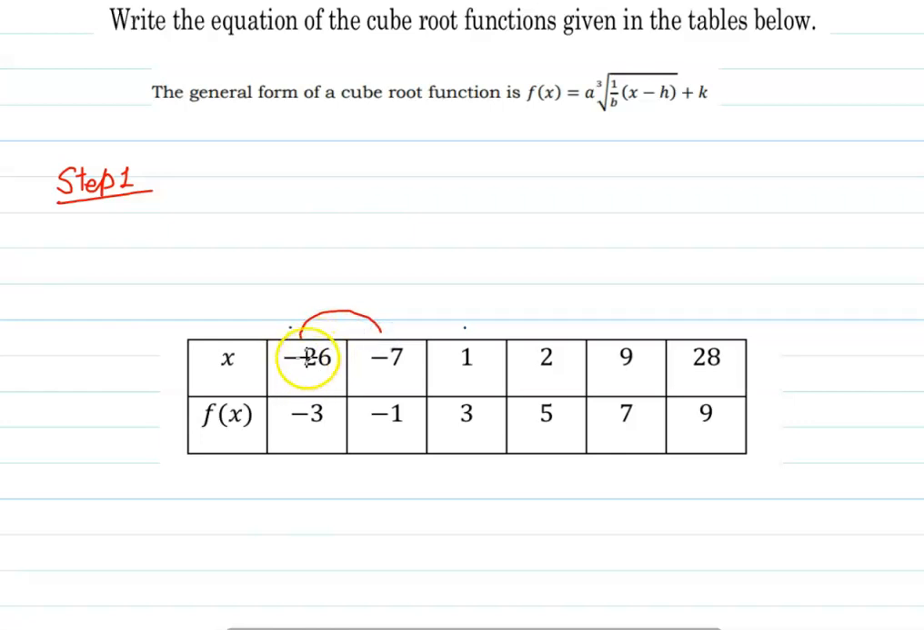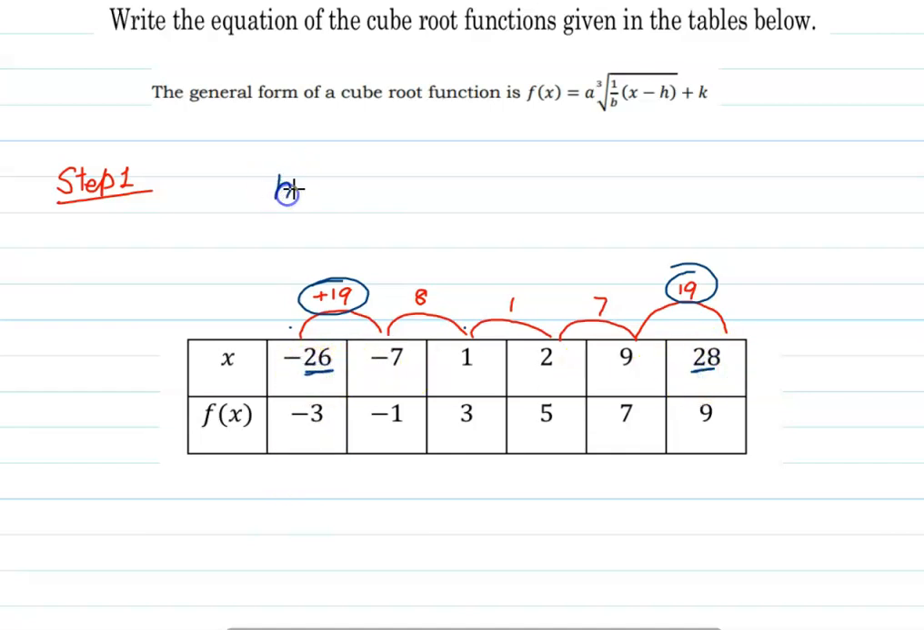The difference between -26 and -7 is 19. The difference between -7 and 1 is 8. Difference between 1 and 2 is 1. Next we look at the differences which are the same. These two differences are the same, 19 and 19. Now the inflection point would be the midpoint of these two x values which have the same differences.